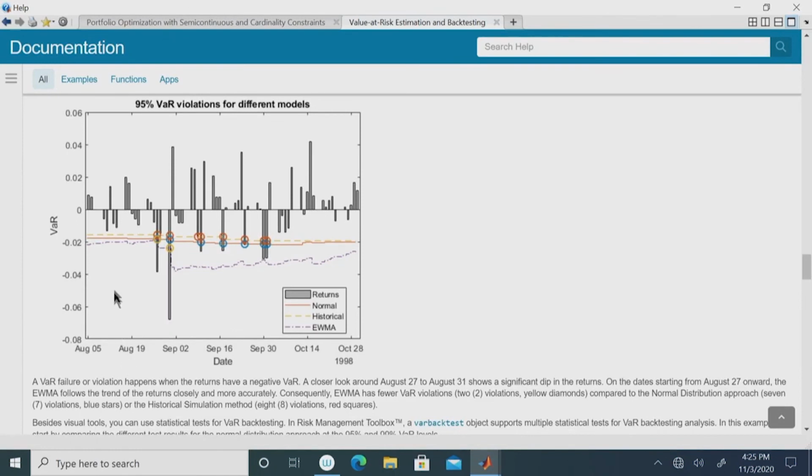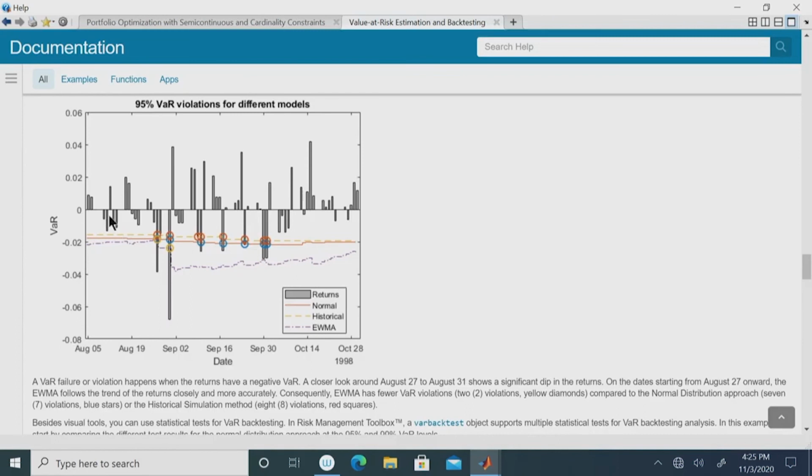Now, if you observe very carefully, these lines which are in golden, orange and purple give an estimation of the value at risk, the amount of money that is at risk or your likely level of losses. So, as long as the return values are above these lines, that means your losses are less than the losses estimated by these three methods.